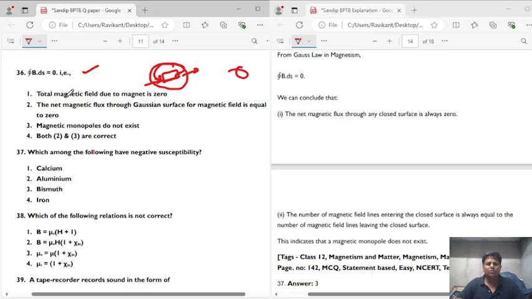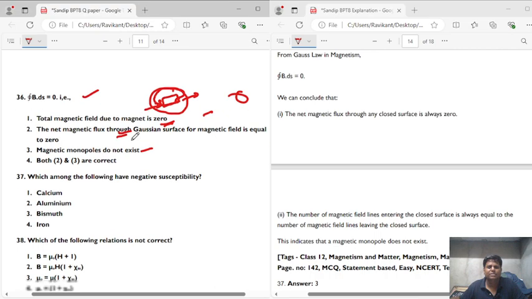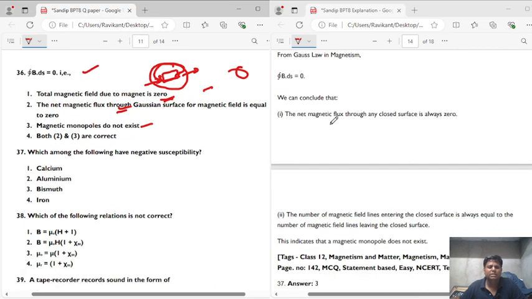So what they say here is, first option is total magnetic field due to the magnet is 0, right? No, the net magnetic field due to the magnet is not 0. It has some value because of the magnet. Now the net magnetic flux through Gaussian surface for a magnetic field is equal to 0. Yes, the net flux is 0. So this is correct. Now the magnetic monopole do not exist. So this is also correct, right? So according to this, the correct answer will be option 3. That is, magnetic monopole does not exist.